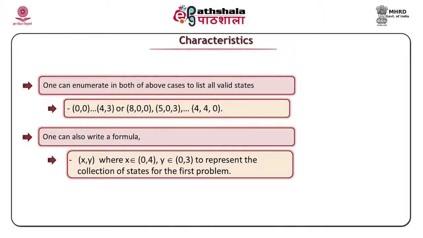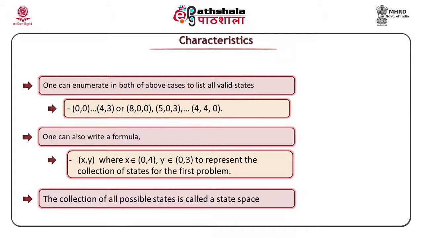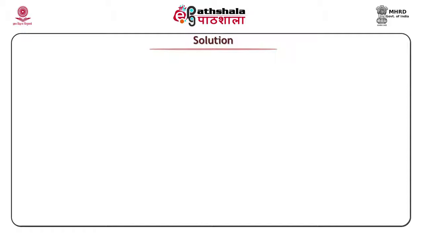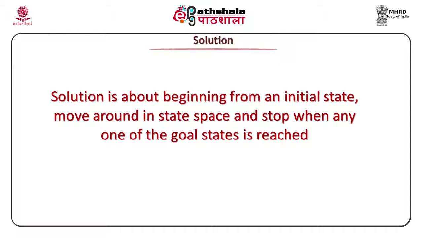Look at that, x y, where x belongs to 0 to 4 and y belongs to 0 to 3. So any value between 0 to 3, any value between 0 to 4 is something that you can write. It's that simple. And the collection of all valid states is called a state space. What is a solution? This is about beginning from an initial state, moving around in the state space and stopping when any one of the goal states is reached.